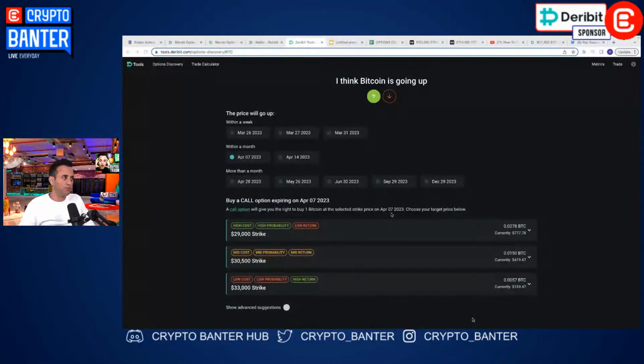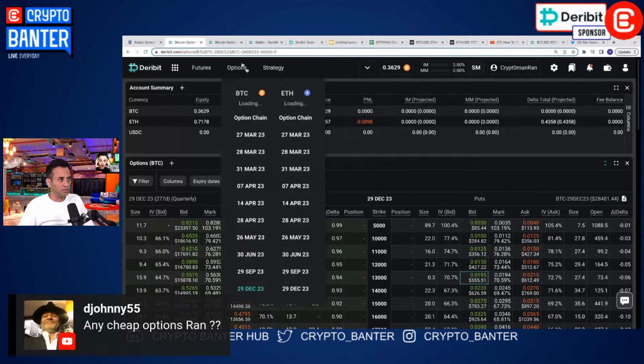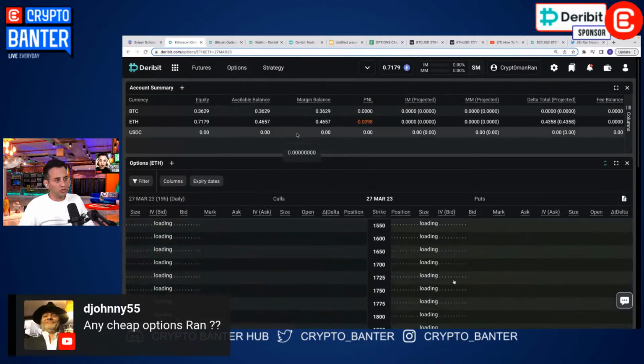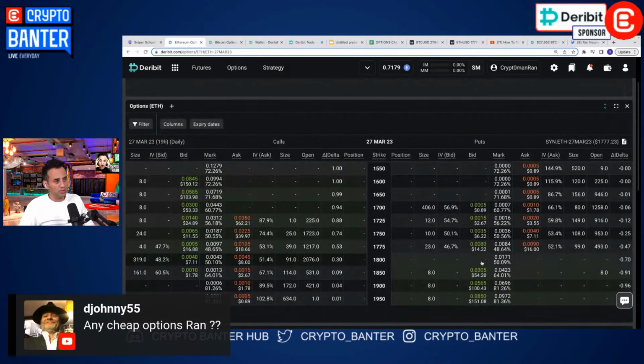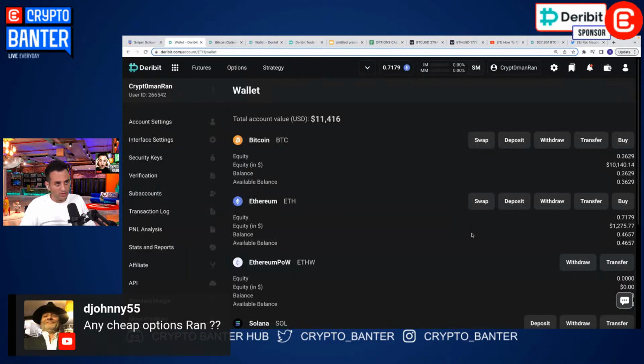Someone asked, are there cheap futures? Well, cheap options, yes. If you go to ETH you can see that you can get options for as little as 89 cents. Okay, I'm just giving you an example. So the idea is just to put money into your account, which will reflect in your wallet. And if you want to trade Bitcoin options, you need to have Bitcoin in your account, not dollars. And if you want to trade ETH options, you got to have ETH in your account, so not dollars. That's how Deribit works.